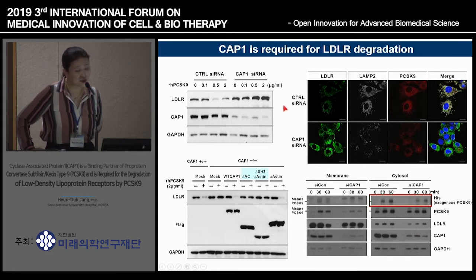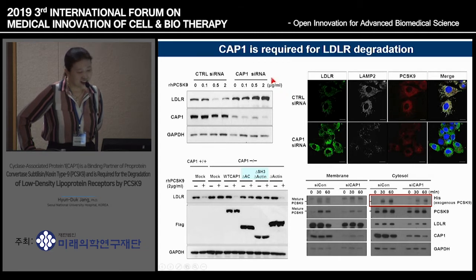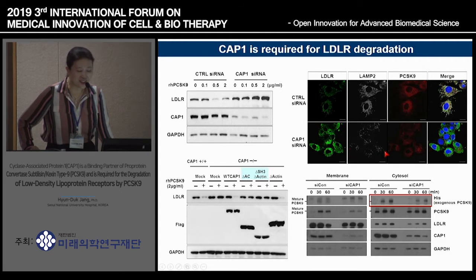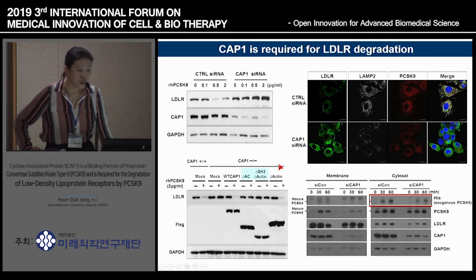We performed knockdown experiments with a CAP1 knockdown siRNA system, and with PC9 treatment, LDL receptors are still protected. LAMP2 is a lysosome marker; in the case of CAP1 knockdown, LAMP2 disappeared, and PC9 cannot enter the cells. In CAP1 knockout cells, we did rescue experiments with wild-type CAP1 and CAP1 variants. In AC deletion mutants and SH3 deletion mutants, LDL receptors are protected, which means the AC domain and SH3 domain are very important.